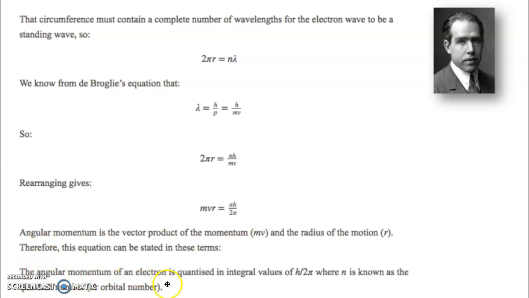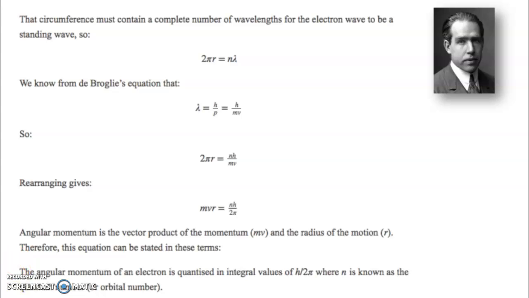Now the angular momentum of an electron is then fixed. It's quantized, that means it's a fixed amount, in integral values of Planck's constant over 2 pi, right? Where n is the quantum number. So now I'm going to give you a completely new definition for n. I know it's really confusing. n is now called the quantum number, or the orbital number. It equates to the orbital number, and it also equates to the number of full wavelengths. Does that make sense? I hope so.